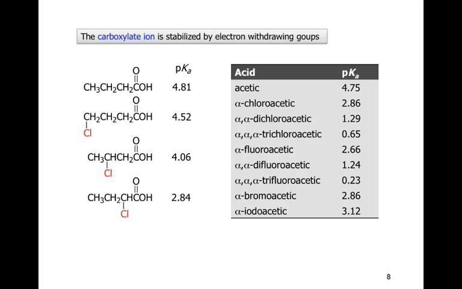The carboxylate ion is stabilized by electron withdrawing groups. The inductive effect of electronegative atoms in close proximity to the carboxyl group increases the strength of the carboxylic acids by stabilizing the carboxylate ion. The strength of the effect depends on the electronegativity of the substituent and the number of sigma bonds between it and the carboxyl group.